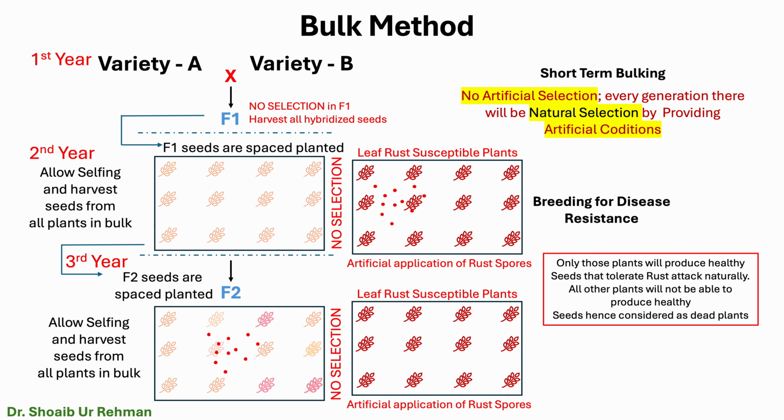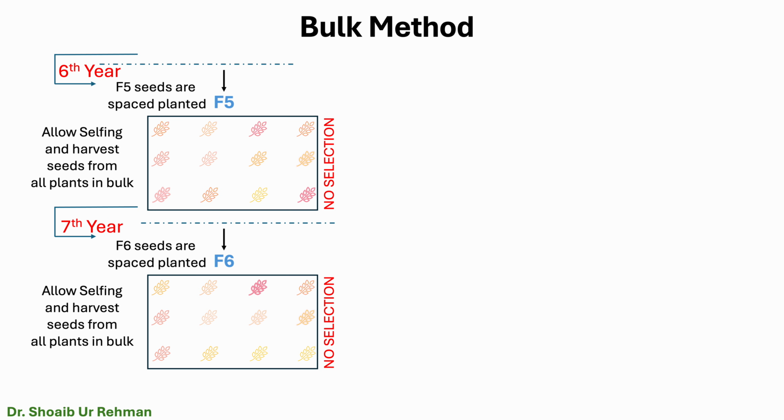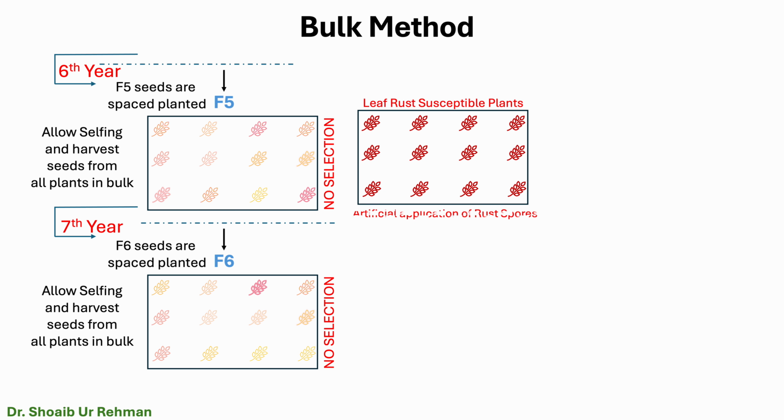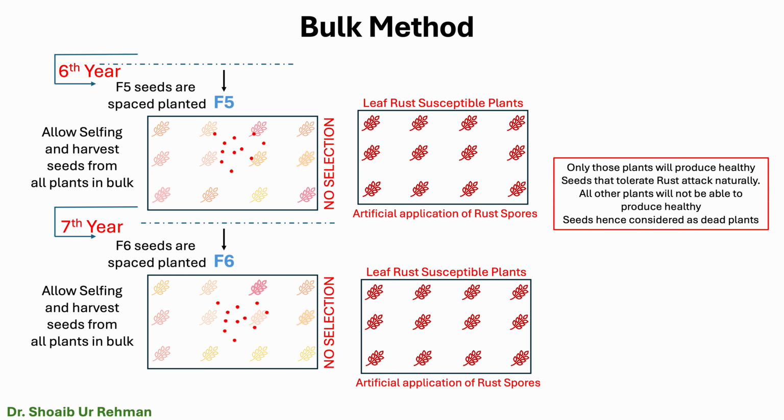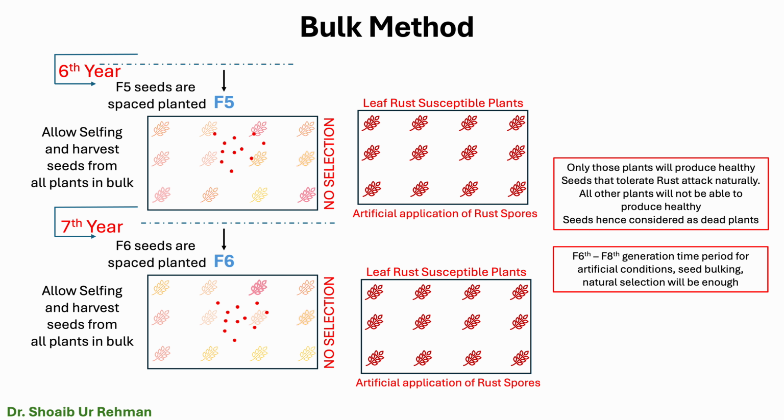This sort of procedure we will be continuing until the F6 or F7th generation. Again we need to perform the same procedure which we performed in the previous generation. Create an artificial condition, let the plants survive naturally, and harvest seeds only from those plants that have the ability to survive naturally and to produce healthy seeds.